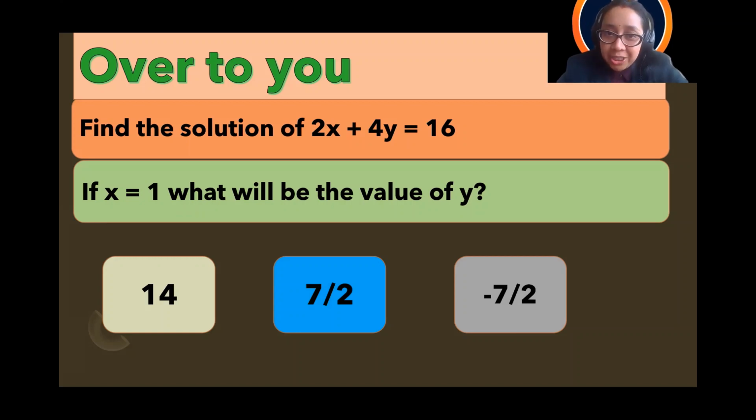For the linear equation in two variables, 2x plus 4y equal to 16, I have given you that the value of x is 1. You have to calculate the value of y. Please write down the answer in the chat. I'm hoping that you are writing the answers correctly. Okay, so the correct answer is 7 upon 2 or 3.5. So this is the right answer for this particular equation.